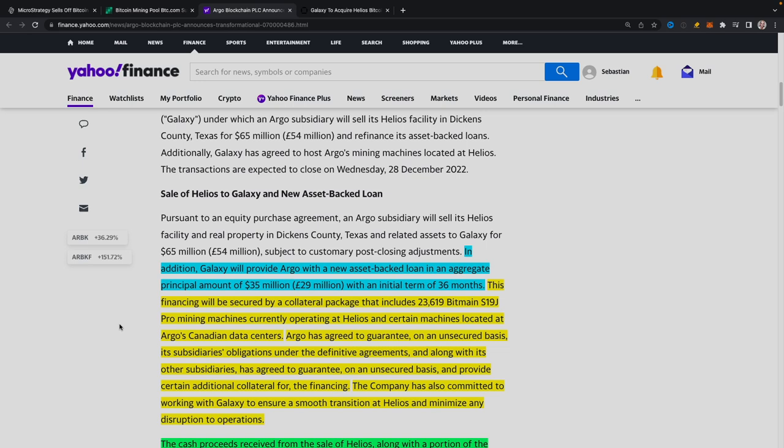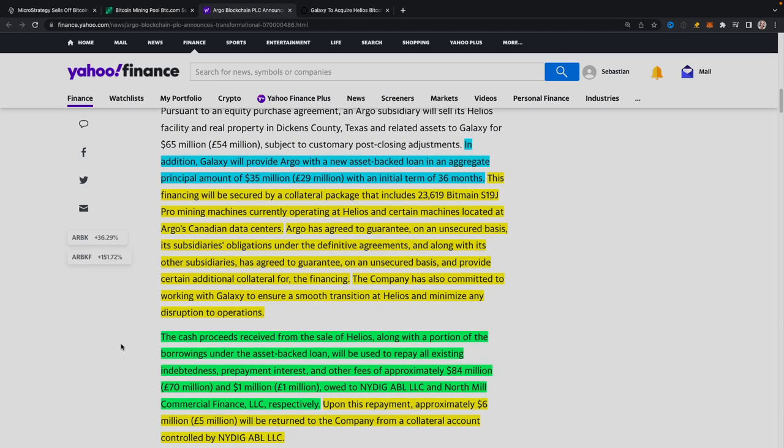This financing will be secured by a collateral-backed package that includes 23,619 Bitmain S19J Pro mining machines currently operating at Helios and certain machines located at Argo's Canadian data centers. Argo has agreed to guarantee on an unsecured basis its subsidiaries' obligations under the definitive agreements, and along with its other subsidiaries, has agreed to guarantee on an unsecured basis and provide certain additional collateral for the financing. So they are putting up a lot of machines for that. The company is also committed to working with Galaxy to ensure a smooth transition at Helios and minimize any disruption to operations. So that's good there as well.